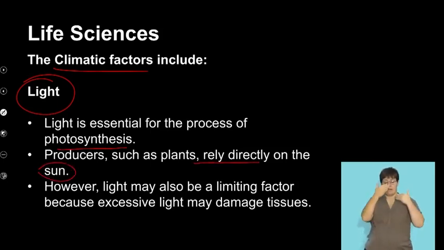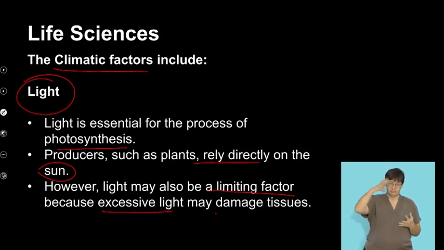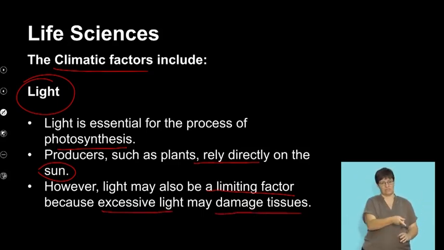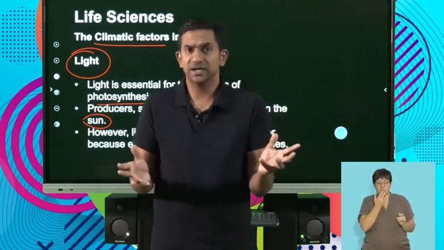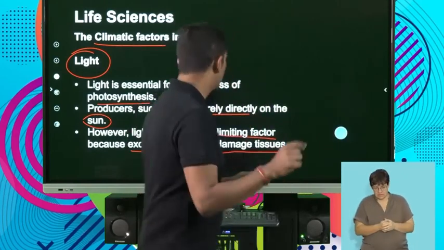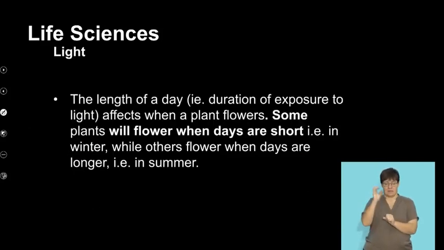However, light may be a limiting factor because sometimes when we have excessive light, it may damage plant tissue. So there are different types of plants that require different amounts of light. And so we have plants that use a lot of light during the day and some that prefer to have less light. And so based on that, we can have an overview of the impact of light.